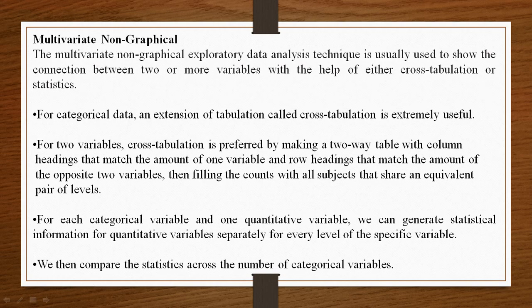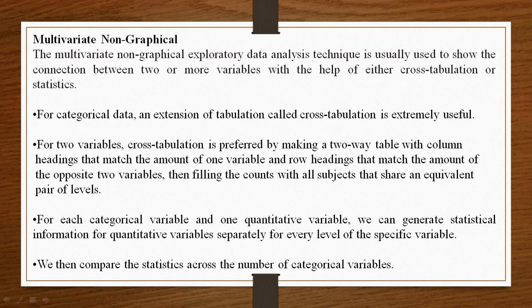Multivariate non-graphical. Multivariate means it shows the connection between two or more variables with the help of either cross tabulation or statistics. For categorical data, an extension of tabulation called cross tabulation is extremely useful. For two variables, cross tabulation is preferred by making a two-way table with column headings that match the levels of one variable and row headings that match the levels of the other variable.